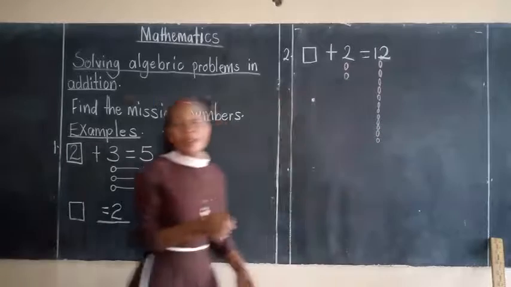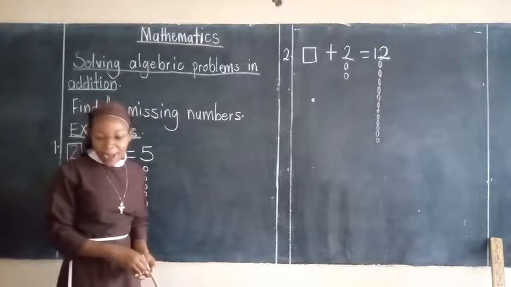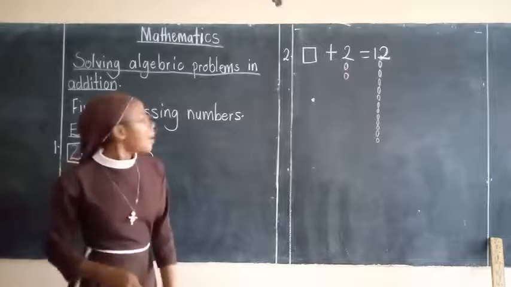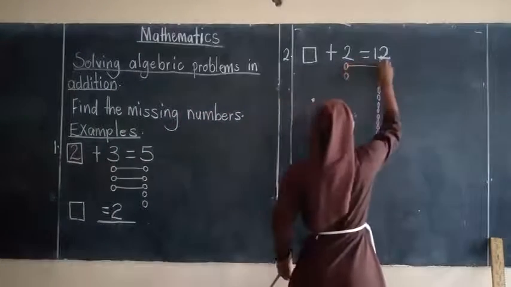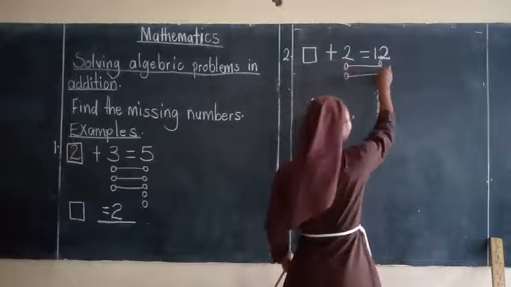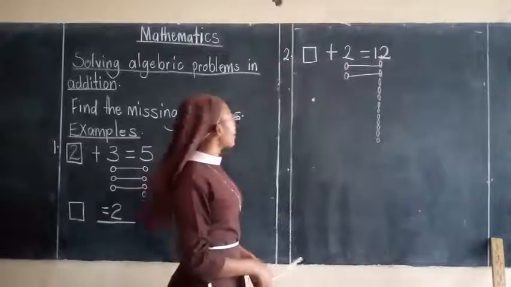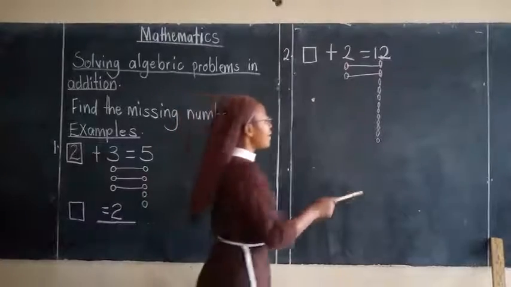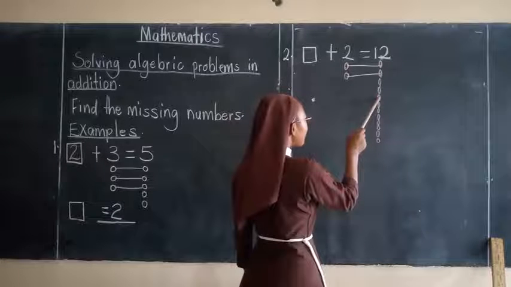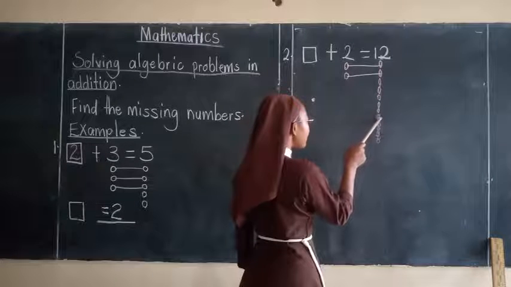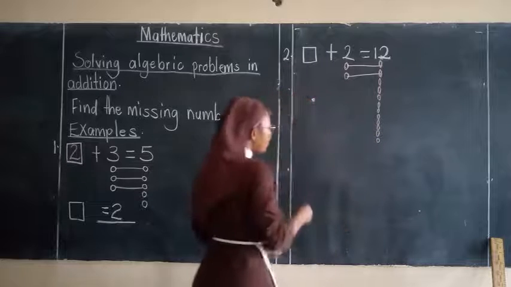And the next thing is to, what are we going to do? We are going to match them and we count the remaining ones. Let's match. This one goes with this one. This one goes with this one. Who can count for us the remaining ones? Let's count together: 1, 2, 3, 4, 5, 6, 7, 8, 9, 10. So we have got 10.